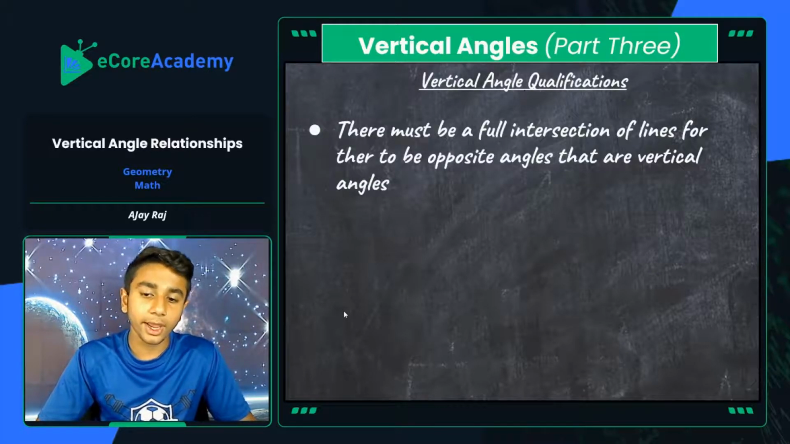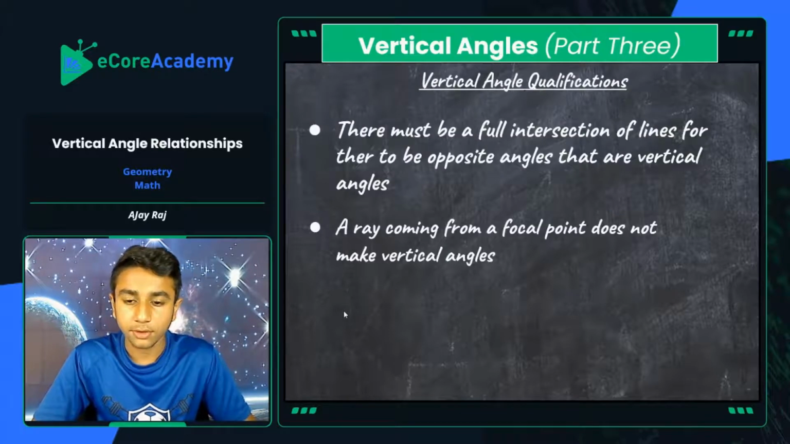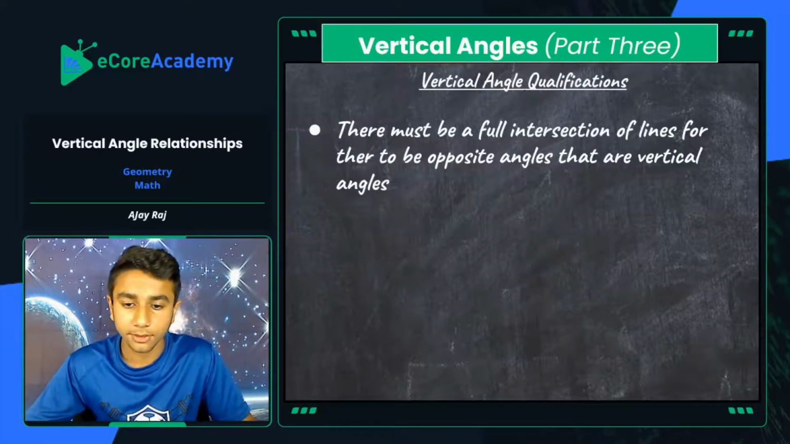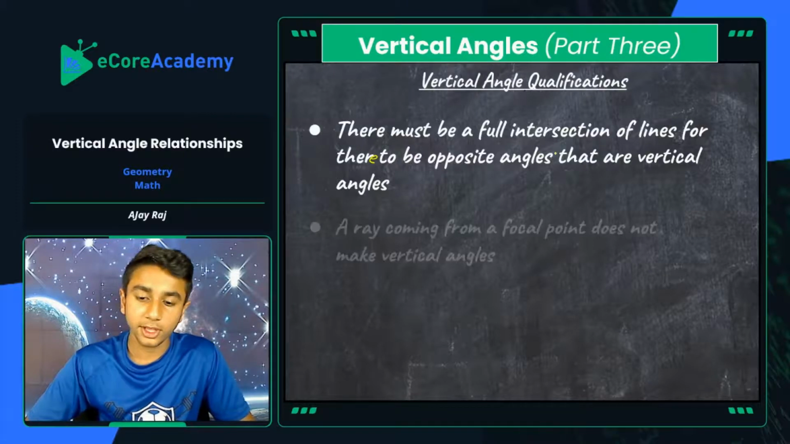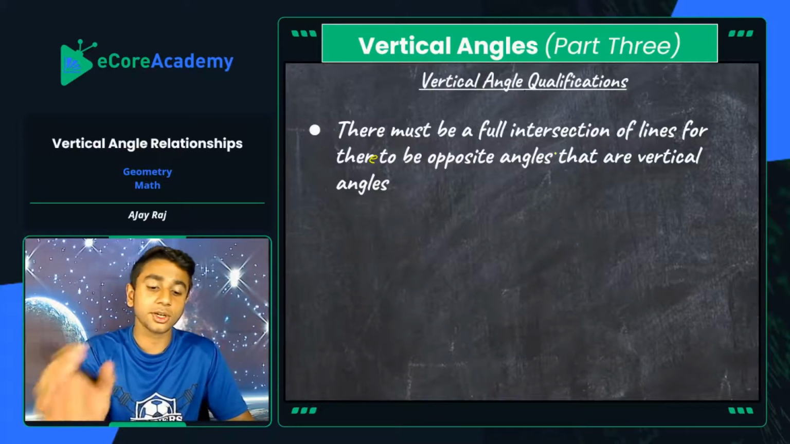So vertical angles part 3, we're going to look at vertical angle qualifications. For vertical angles, there must be a full intersection of lines for there to be opposite angles that are vertical angles, meaning that you cannot have a partial intersection at one point. So an example of non-full intersection, let's look at that.